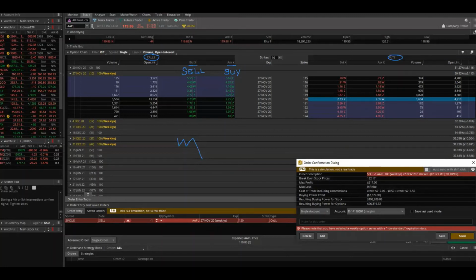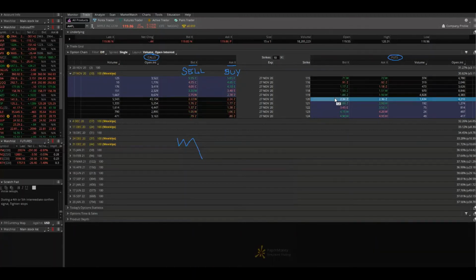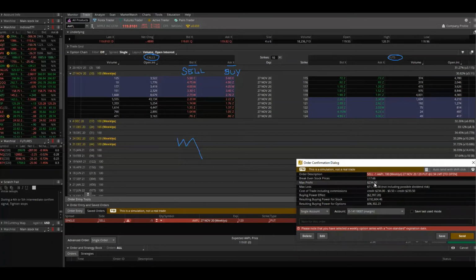Let's do it on the other side. I'm gonna fix it out of that. Delete this order. Let's go ahead and sell this put. Everything looks exactly the same, right? Minus 1, it's a put, 120 strike. Here's the price. So we're going to collect now $234. Now our max loss is completely different.